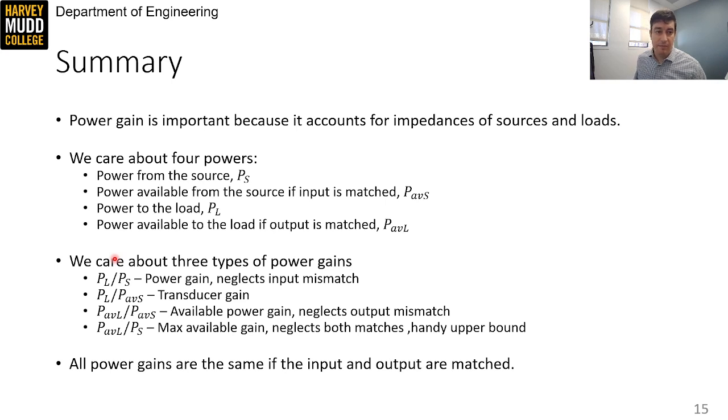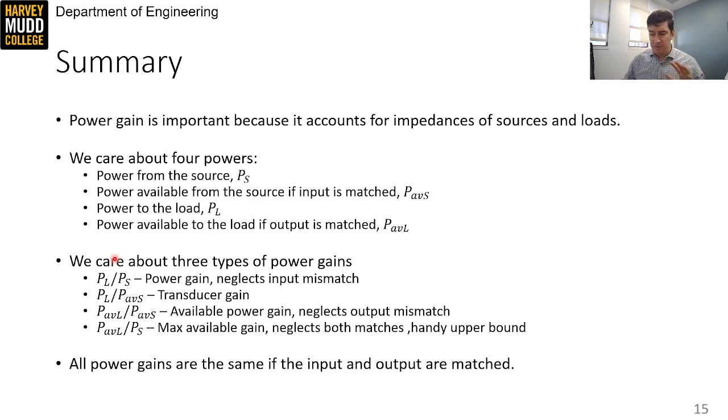So, in summary, power gain is important because it accounts for impedances of both sources and loads. We care about 4 powers: the power from the source into the network, PS, the power available from the source if the input is matched, the power to the load, and the power available to the load if the output is matched.